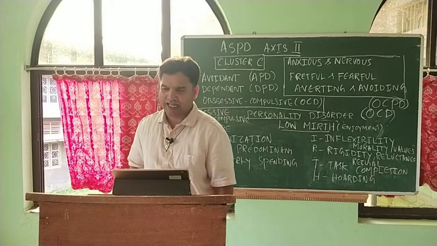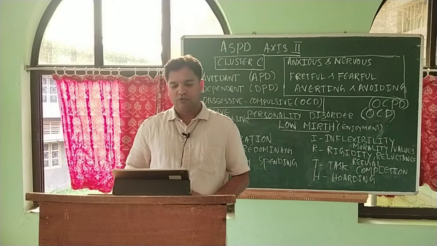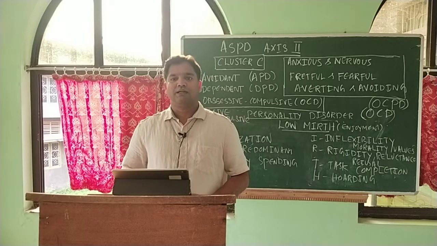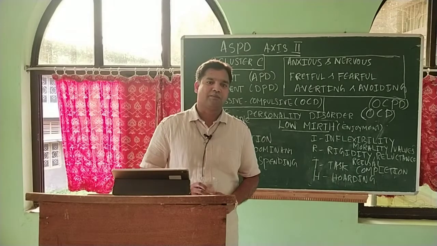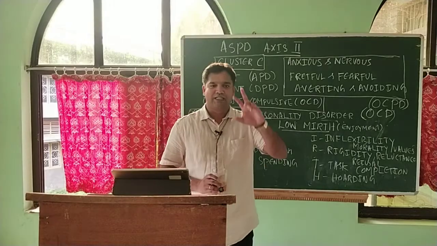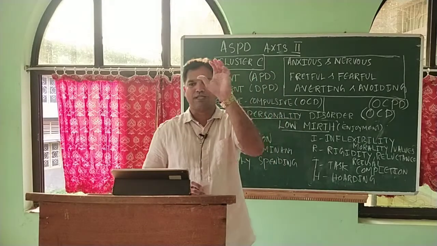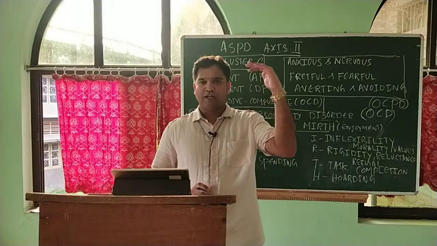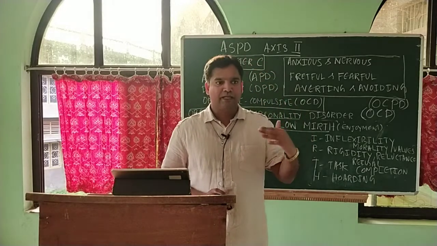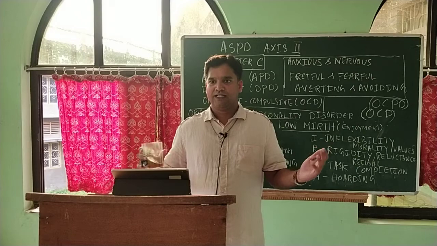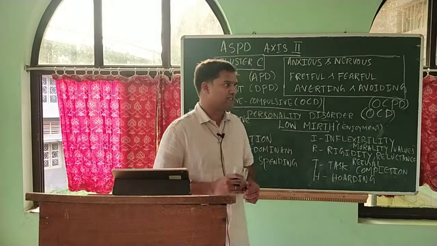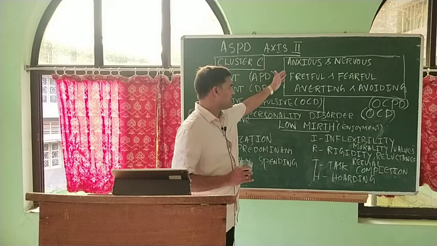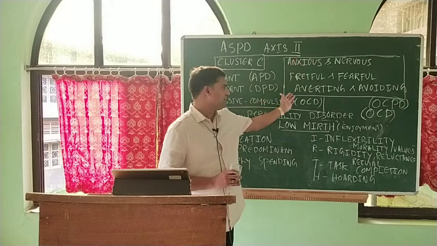So these are some of the characteristics through which we will be able to understand the person who is suffering from obsessive compulsive disorder. So you have seen these three personality disorders which come under cluster C: avoidant personality disorder, dependent personality disorder, and then obsessive compulsive personality disorder. Basically, they are anxious and nervous, very fearful, and they will be avoiding.